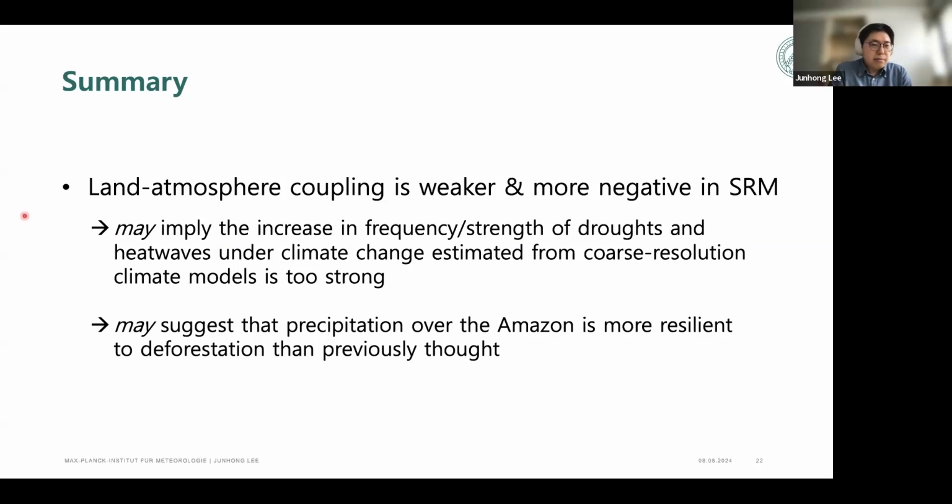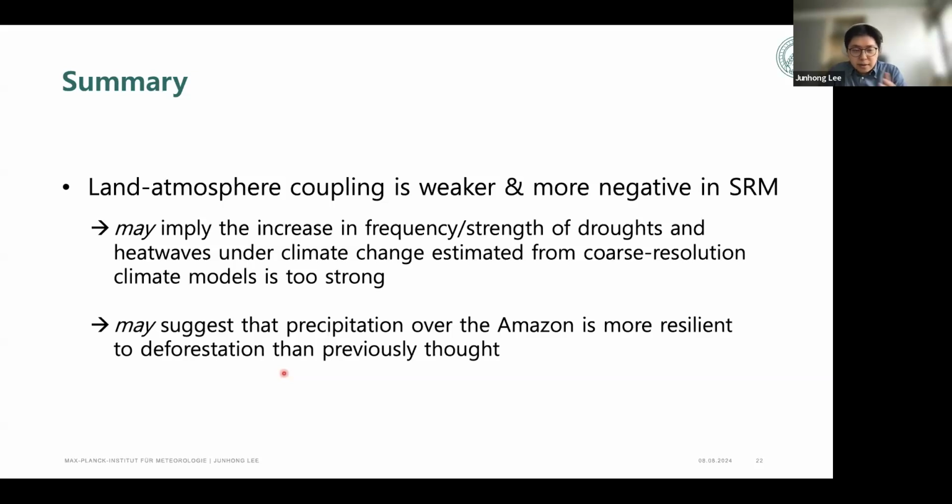The first one, maybe it's too bold, but the increase in frequency and strength of droughts and heat waves under climate change estimated from low resolution with convective parameterization is too strong. And our second point is precipitation over the Amazon is more resilient to deforestation than we previously thought.